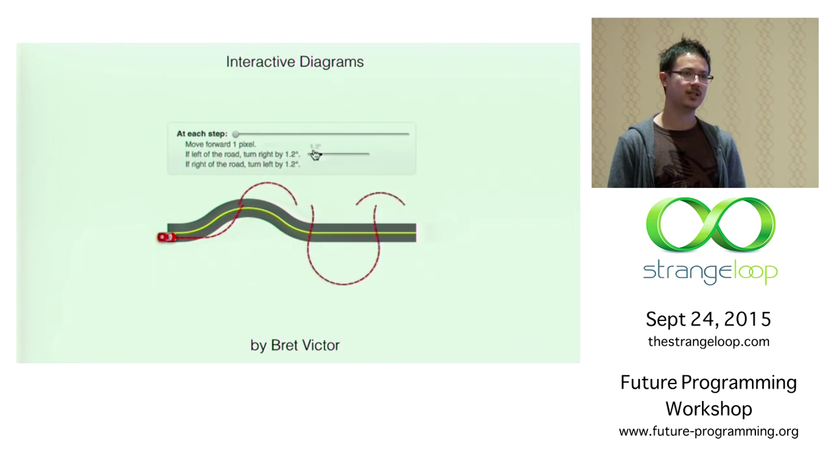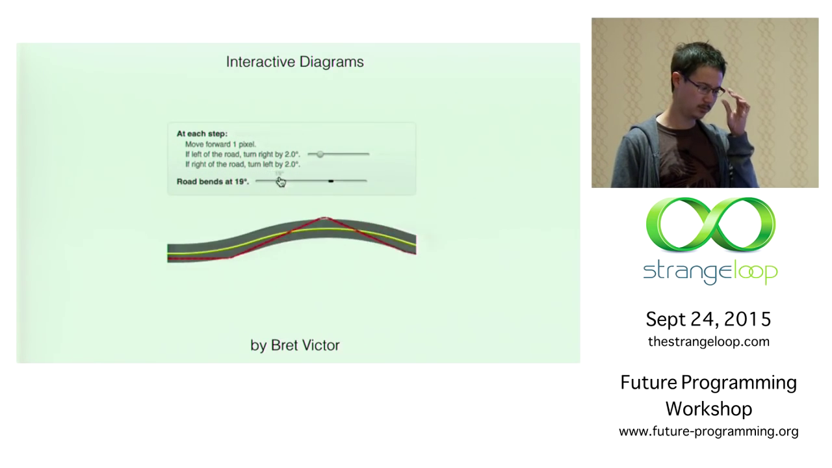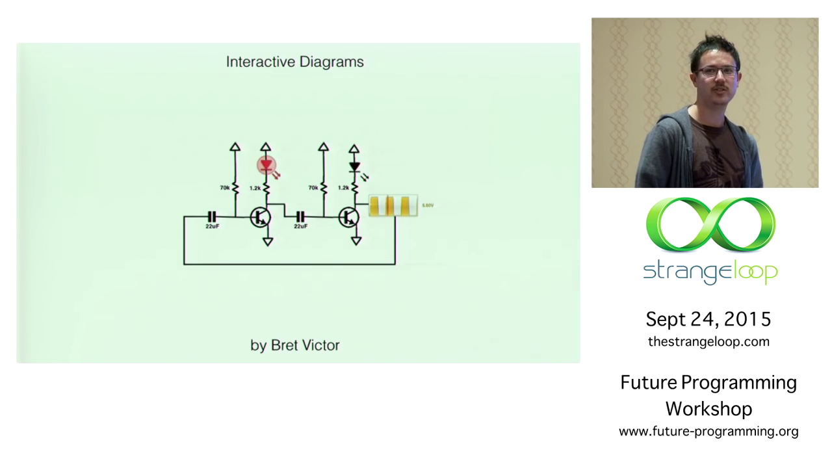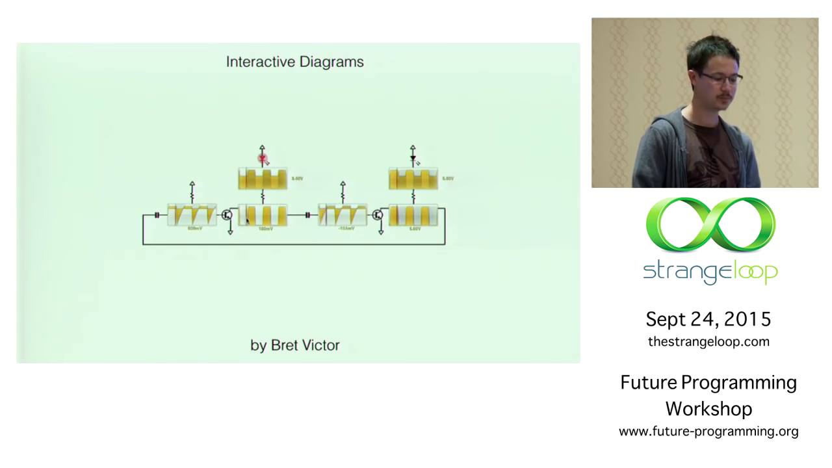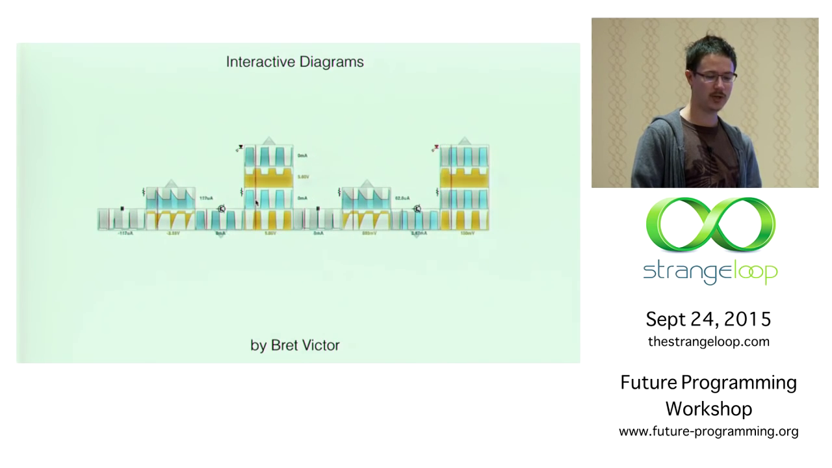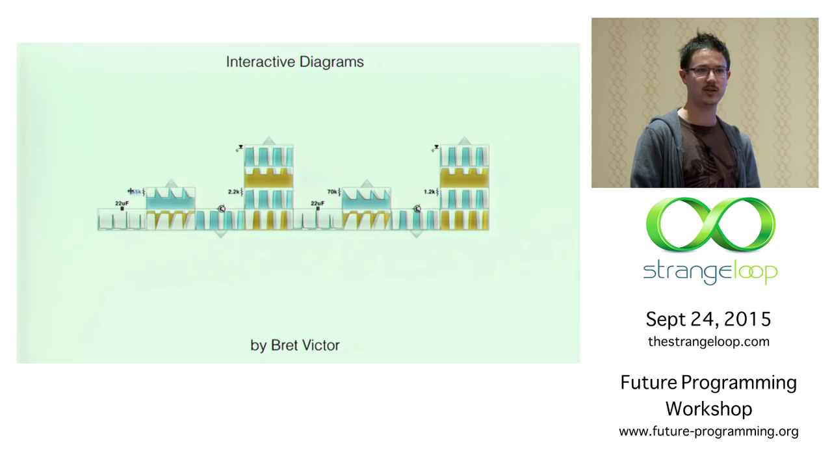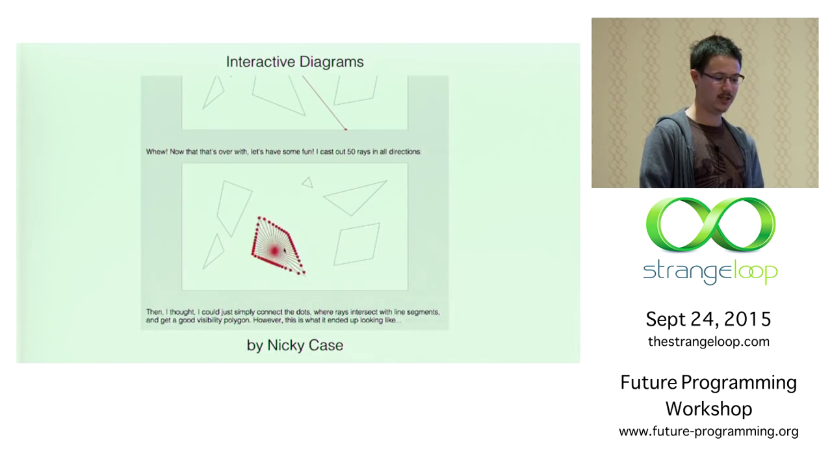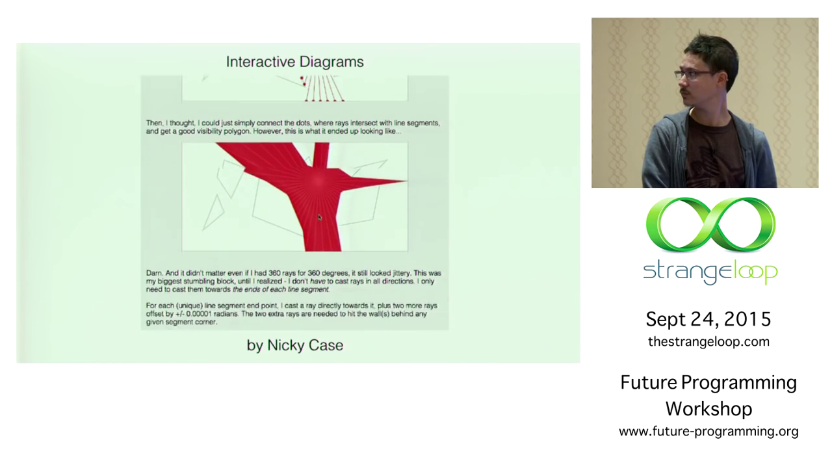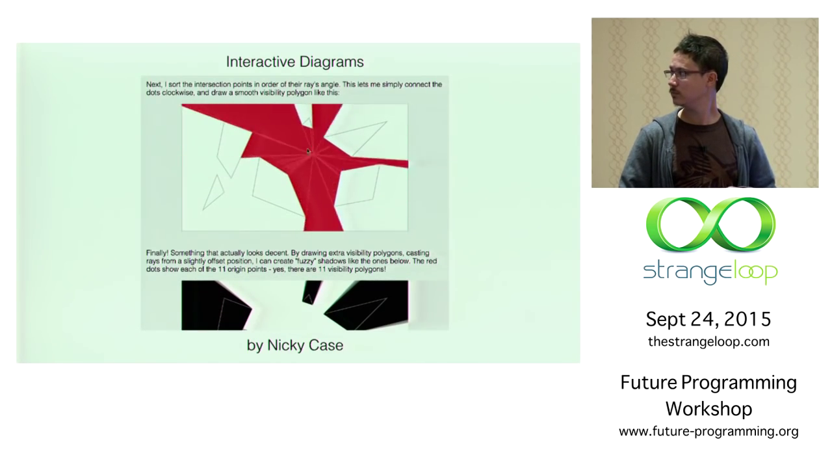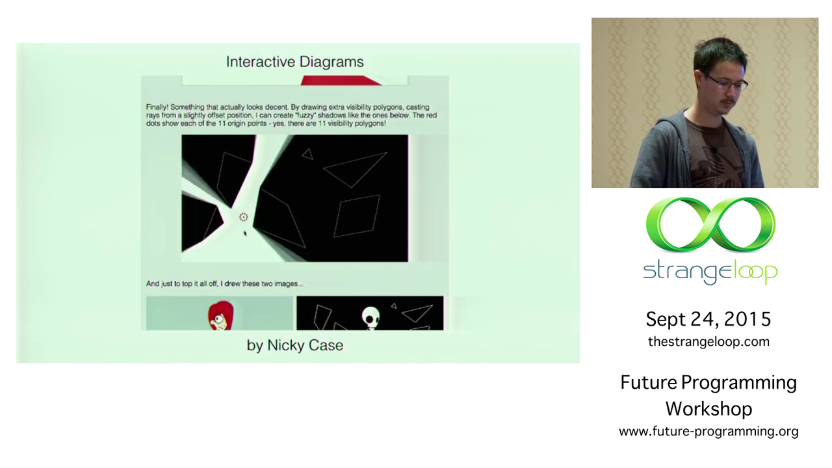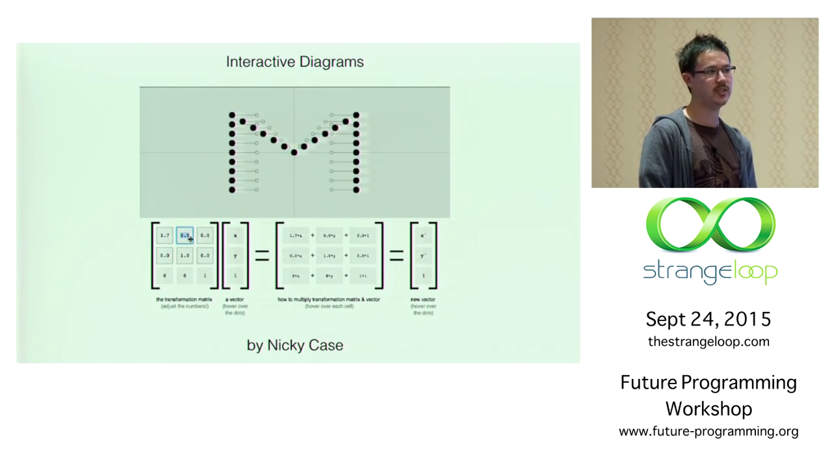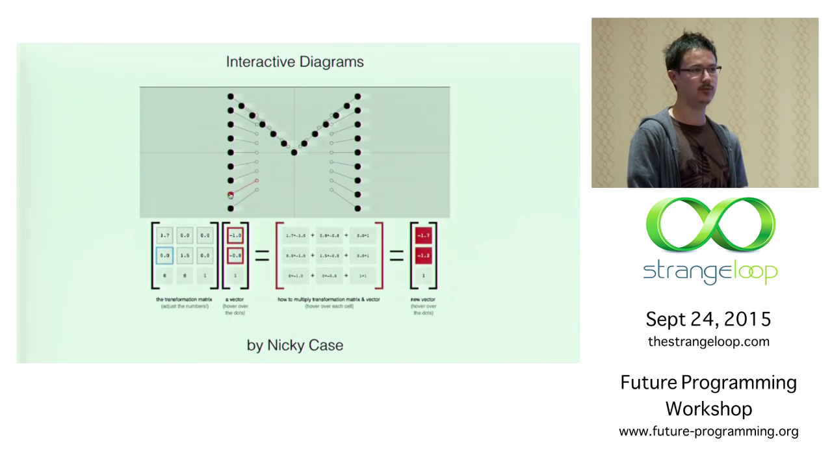Interactive diagrams can help you understand causality in a system. They can help you understand relationships within a system. How does one part affect another part? If I change one thing, how does that affect all the other things? Interactive diagrams can explain a process. And interactive diagrams can help you see connections between multiple ways of looking at a system.